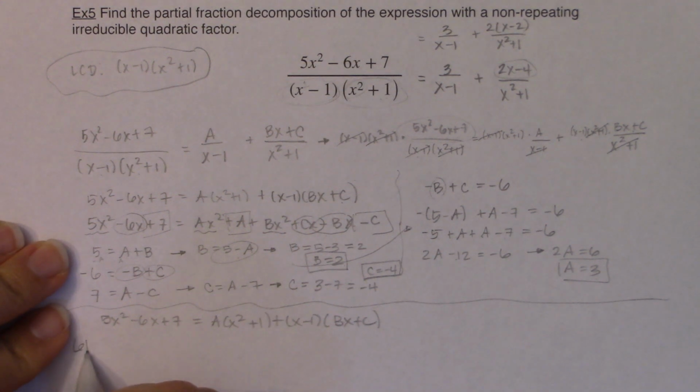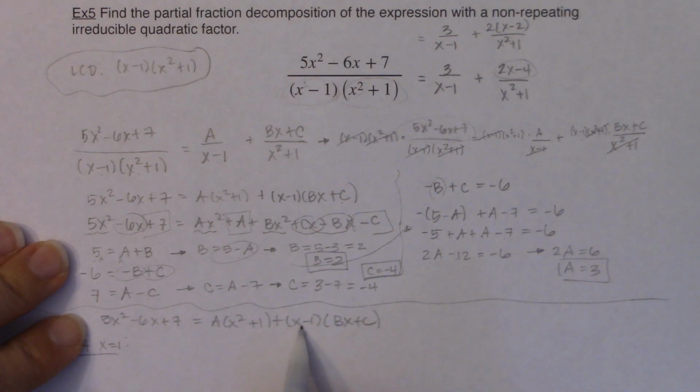So the first one I'm going to pick is I'm going to let x equal 1. And the reason I let x equal 1 is because that's going to zero out this term here. And then I'm going to see what this is equal to. So if I let x equal 1, I have 5 minus 6, which is negative 1. Negative 1 plus 7 is 6. If x is 1, this is going to cancel out because 1 minus 1 is 0, and 0 times anything is 0. If x is 1, 1 squared is 1.